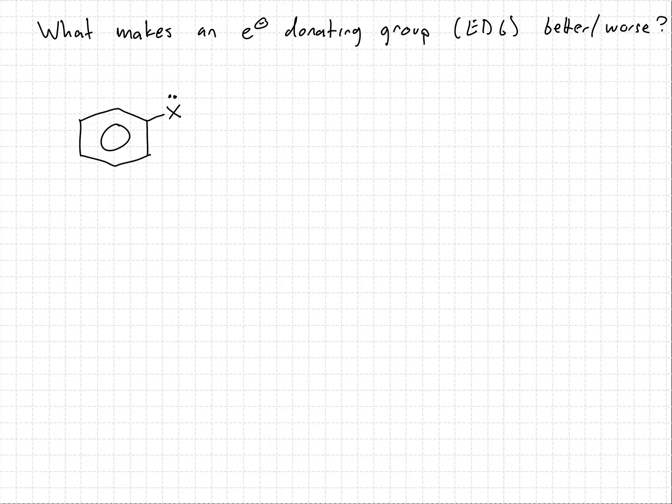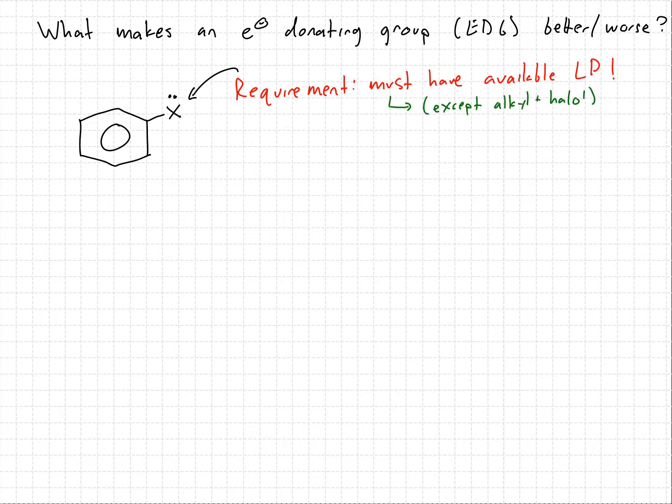This is the most common generic structure for a compound with an electron donating group. So we have an aromatic ring, and next to it is some sort of atom X, and most of the electron donating groups that we'll see have an available lone pair on that atom. Of course, the exceptions to this are alkyl groups, which are electron donating by induction, and halogens, which are actually deactivating groups. So if we want to rank which donors are better or worse, we can use the ARIO rules back from the very beginning of organic chemistry.